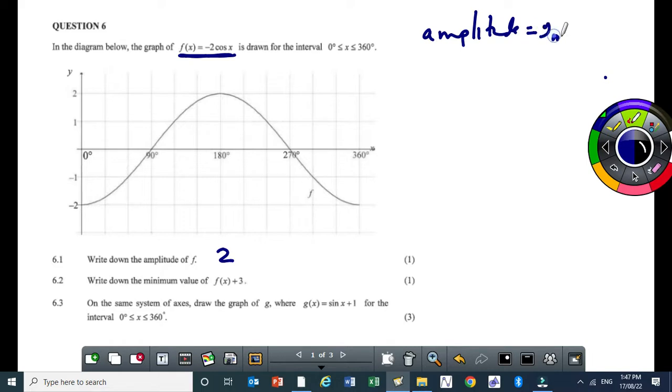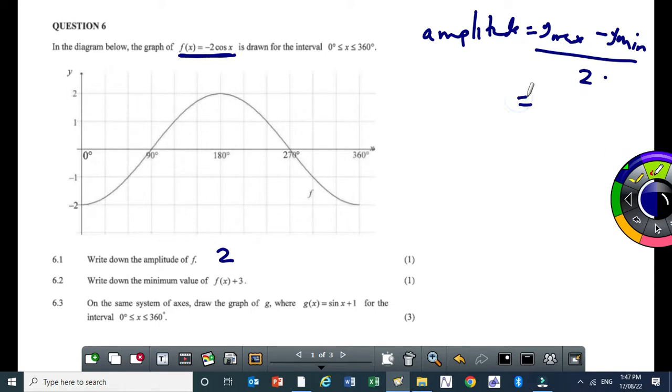If you don't want to get the answer from the equation, then you must use the formula: amplitude is equal to y max minus y minimum, all over 2. Then you identify your minimum, which is negative 2, and your maximum, which is positive 2. So this will be 2 minus negative 2, all over 2. You get 4 over 2, which is 2.